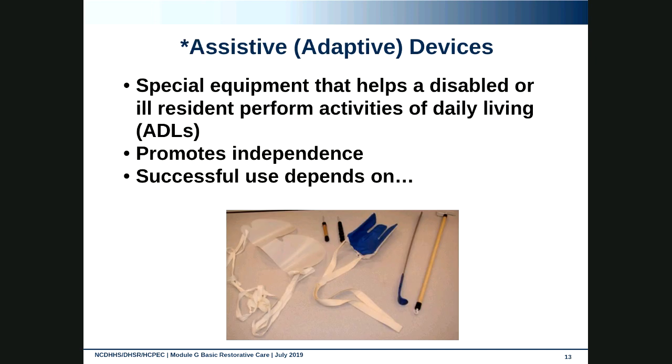Assistive devices are special equipment that helps a disabled or ill resident perform activities of daily living. As you know, ADLs are grooming and hygiene, feeding yourself, positioning yourself, things like that.